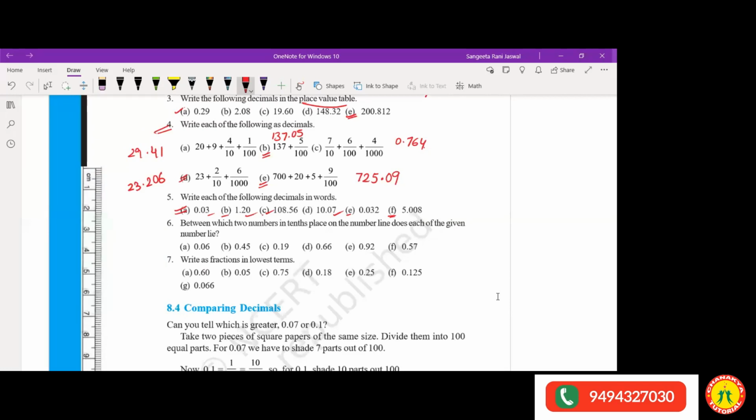Okay. Now see the next question. Between which two numbers in tenths place on the number line does each of the given number lie? Between which two numbers? So you have to say between which two numbers this number lies. Okay.